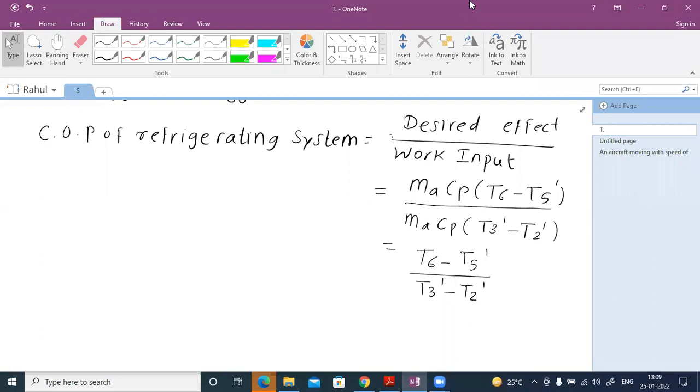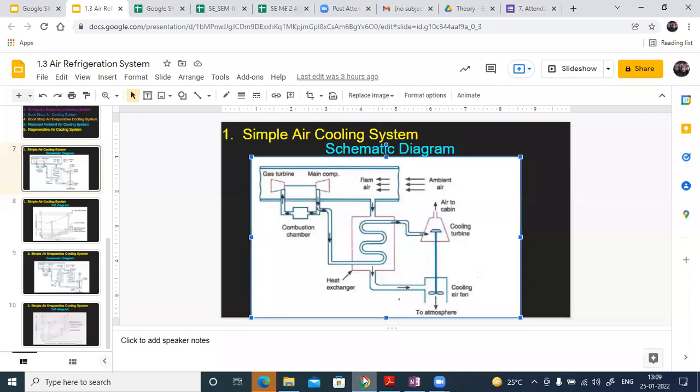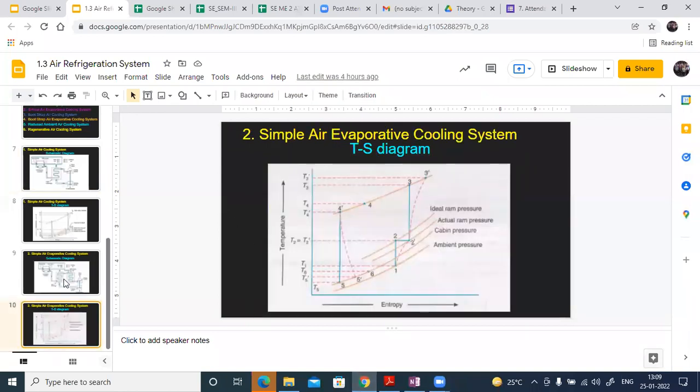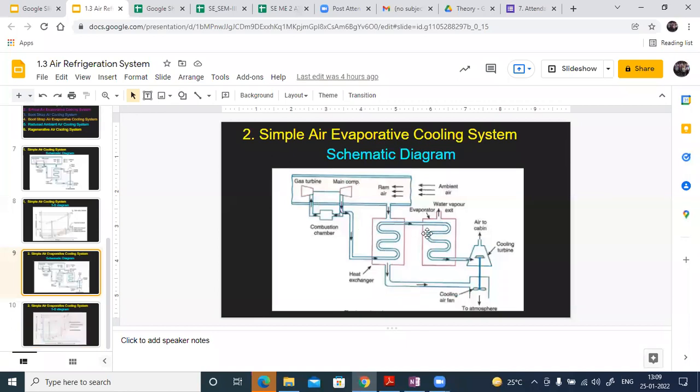With this, we will conclude today's session, and in the next session we will see the simple air evaporative cycle. This part which I'm showing, the simple air evaporative cycle, we will see in the next session.